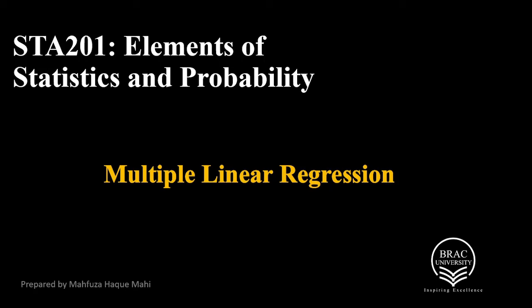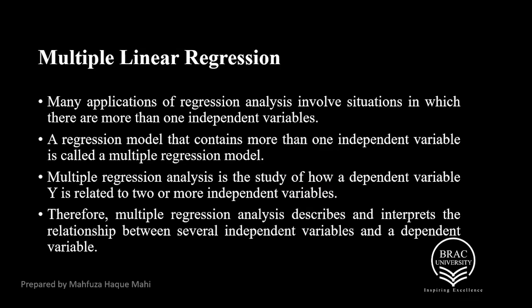Hello learners, in this lesson we are going to learn about multiple linear regression. Many applications of regression analysis involve situations in which there is more than one independent variable. A regression model that contains more than one independent variable is called a multiple regression model. Multiple regression analysis is the study of how a dependent variable y is related to two or more independent variables. Therefore, multiple regression analysis describes and interprets the relationship between several independent variables and a dependent variable.